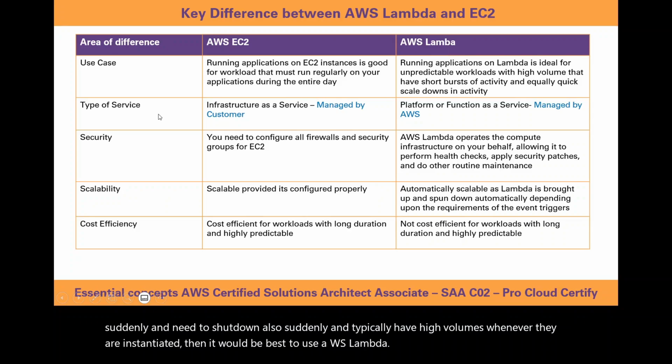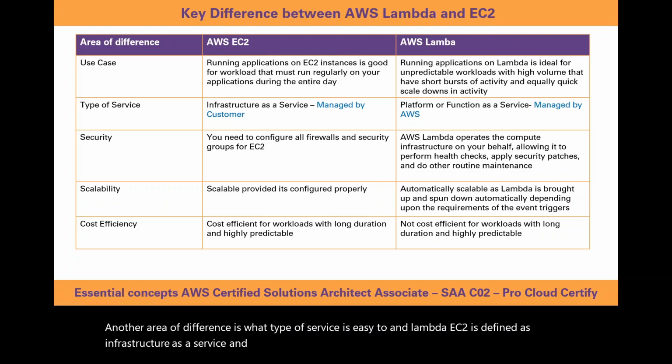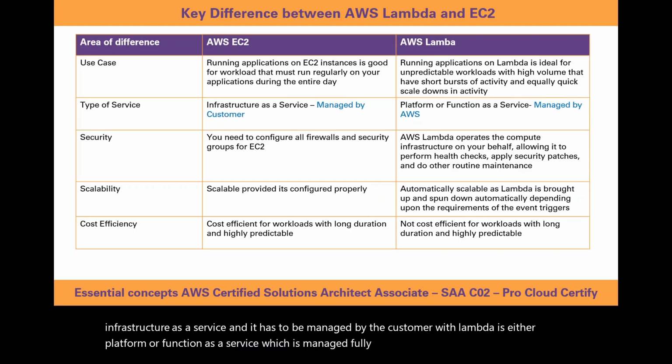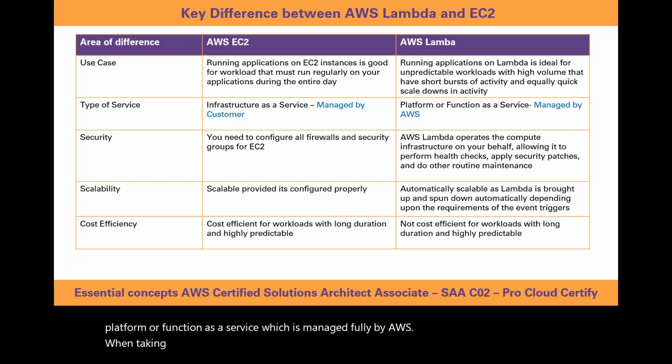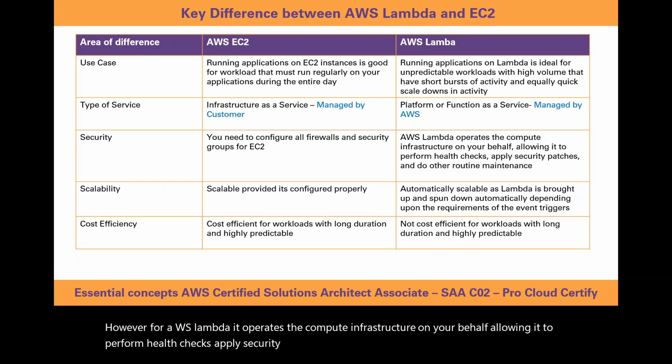Another area of difference is what type of service is EC2 and Lambda. EC2 is defined as infrastructure as a service and it has to be managed by the customer, whereas Lambda is either a platform or function as a service which is managed fully by AWS. When taking into account security, with EC2 you need to configure all firewalls and security groups for EC2. However, for AWS Lambda, it operates the compute infrastructure on your behalf, allowing it to perform health checks, apply security patches, and do other routine maintenance without your involvement.